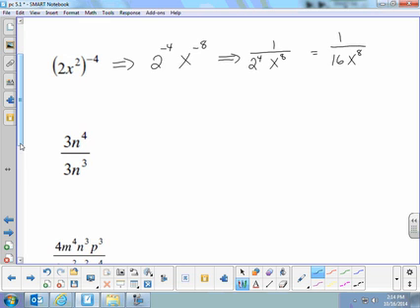On the next one, this is a division problem. Well, the 3's are just going to cancel out. And I've got n to the 4th over n cubed. You're going to subtract those exponents. So 4 minus 3 is 1. That's just going to be n.